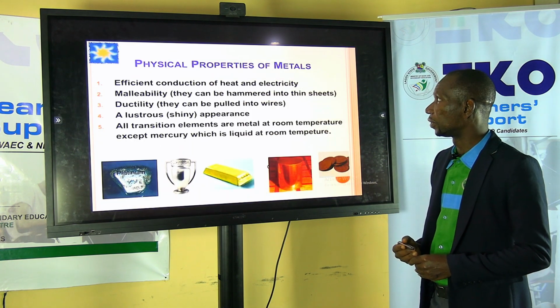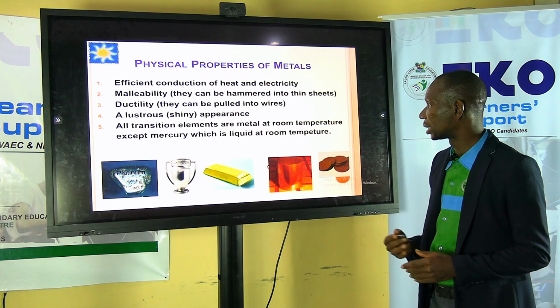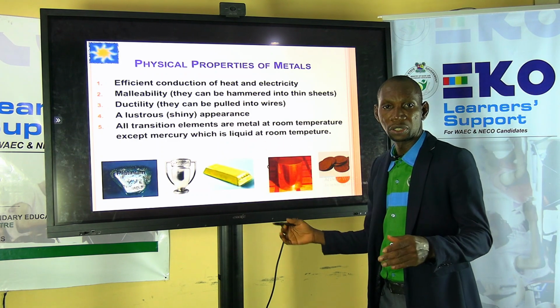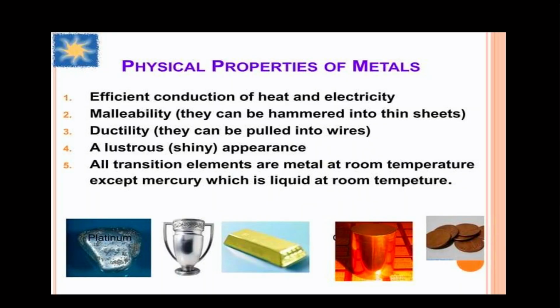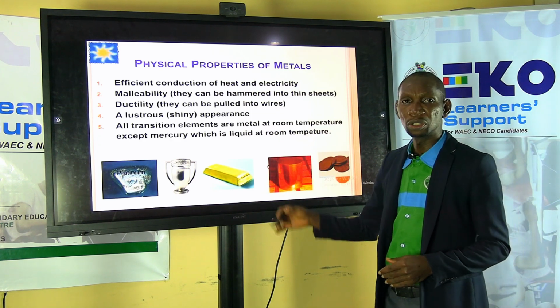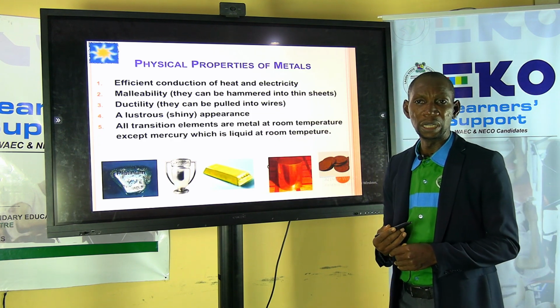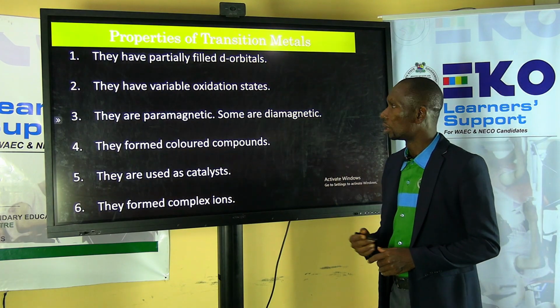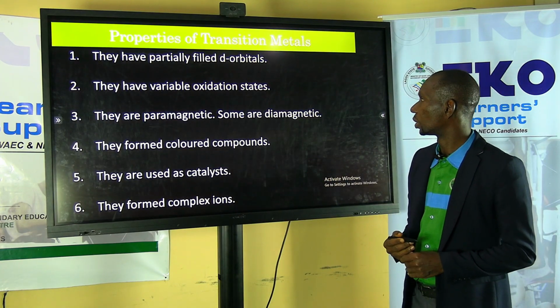Let's move on. Now, physical properties of metals. Metals generally have the following physical properties, whether transition or main group metals: malleability, ductility, ability to conduct electricity. Now, in addition to all of these general properties of metals, transition metals have some unique properties. What are these unique properties?